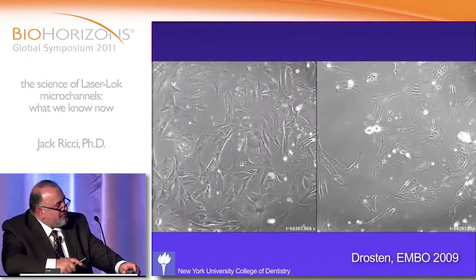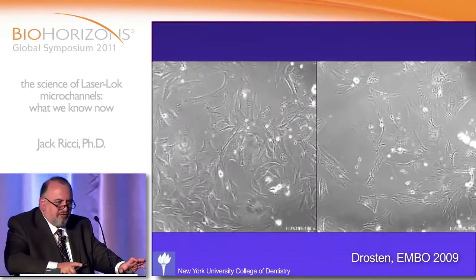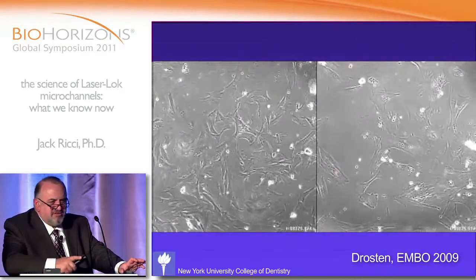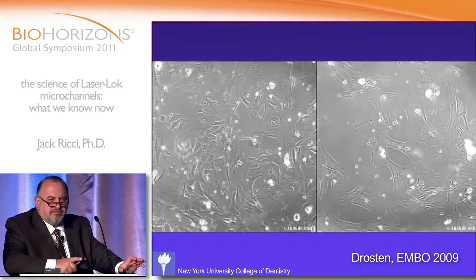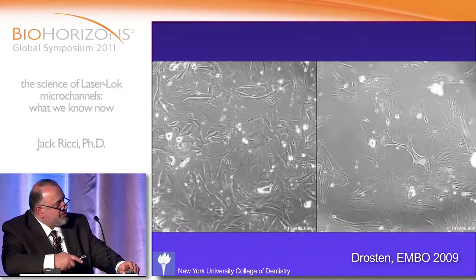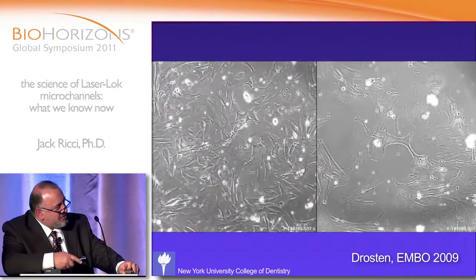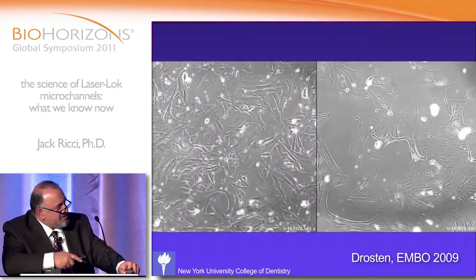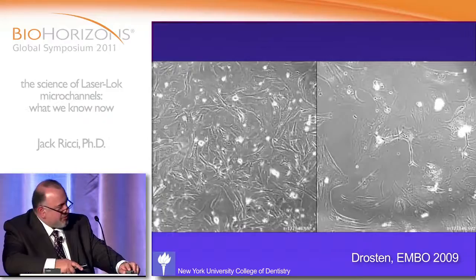These are cells. This is time-lapse photography. A few seconds of this is multiple hours in terms of cell migration. These are fibroblasts migrating on flat surfaces. You can see it's completely disorganized. There's cells here having a tug of war. There's all kinds of things going on in here, but it's completely disorganized.